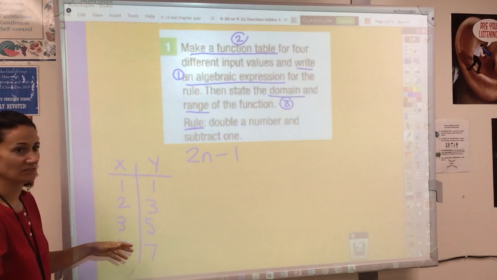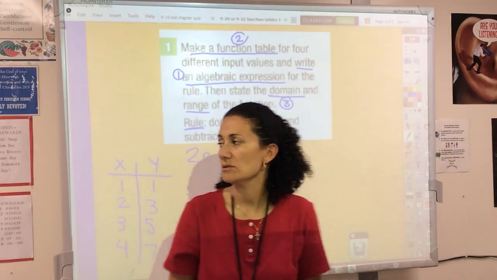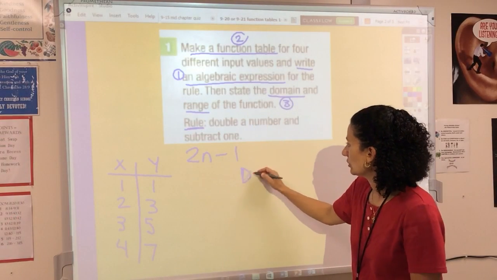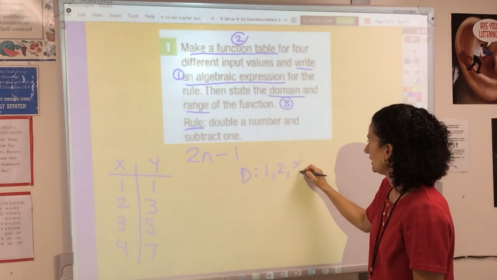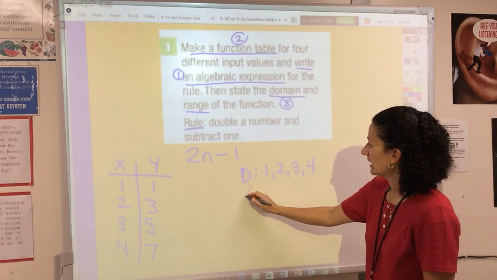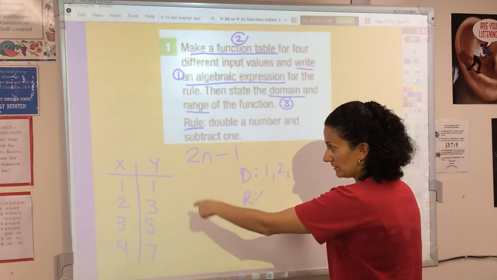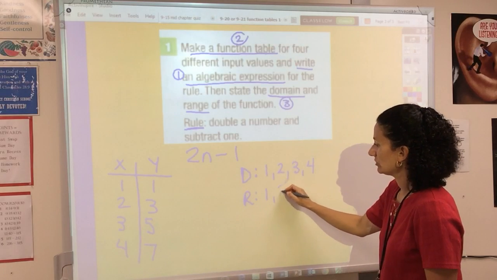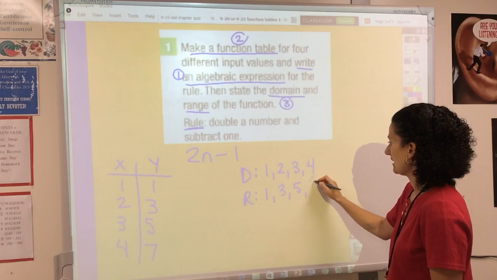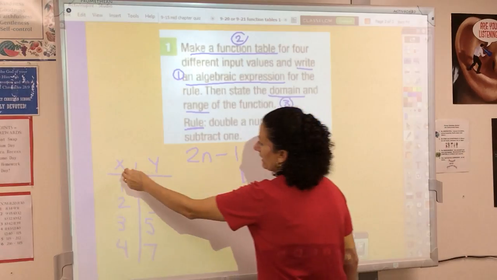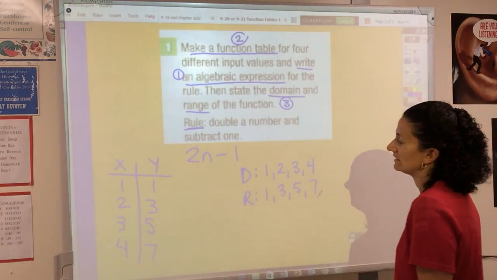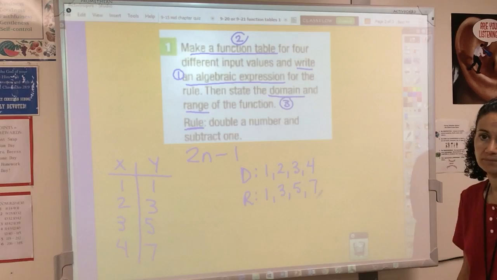Okay, the last thing, and this is just like the problems I'm going to assign to you. Last thing is you're going to list your domain, which is, in my case, I picked 1, 2, 3, and 4. And my range in this scenario is 1, 3, 5, and 7. Okay? Sometimes they will give you specific numbers that you have to use. In this case, they didn't, so answers may vary.